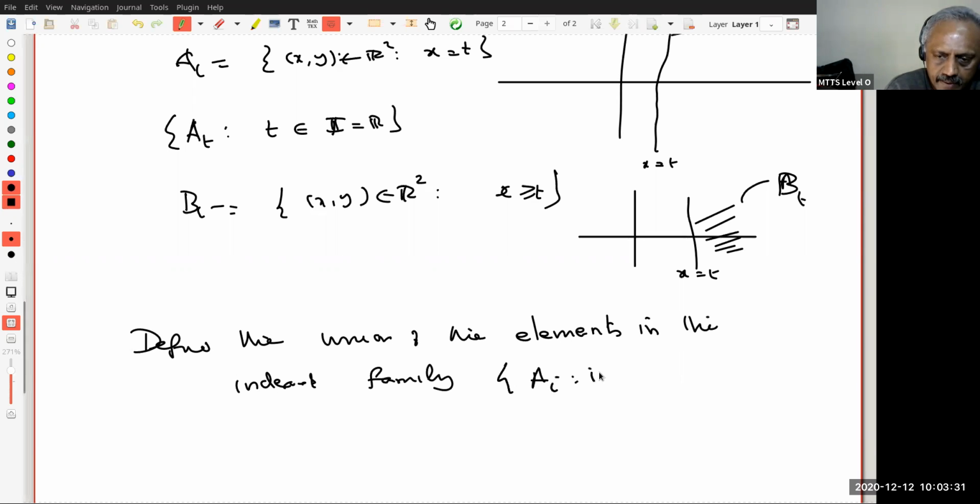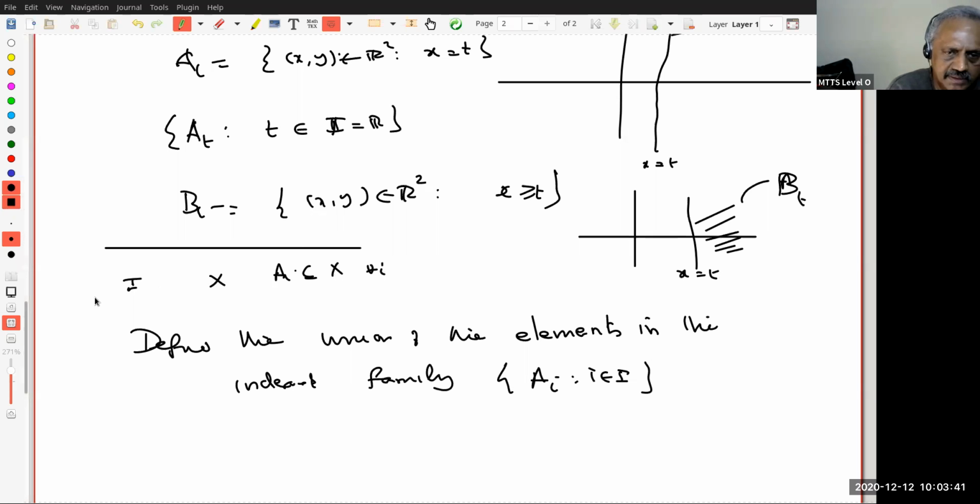Yeah, so we are in the general case now. I is an indexing set, X is a set, and the A_i are subsets of X for each i. This is a very general case I am looking at.